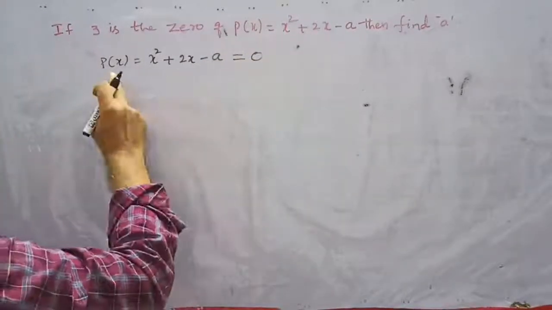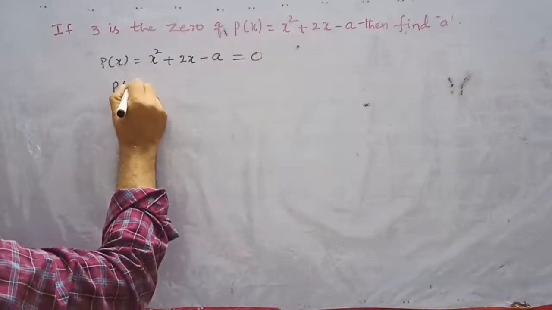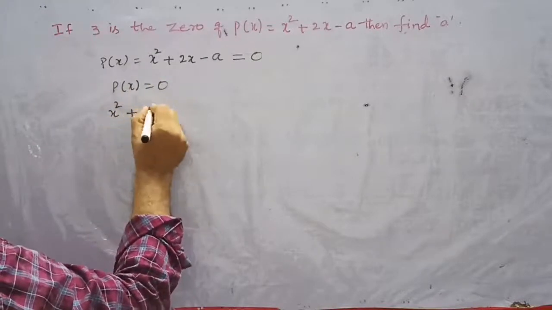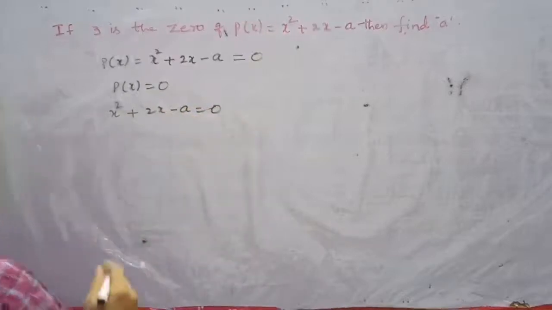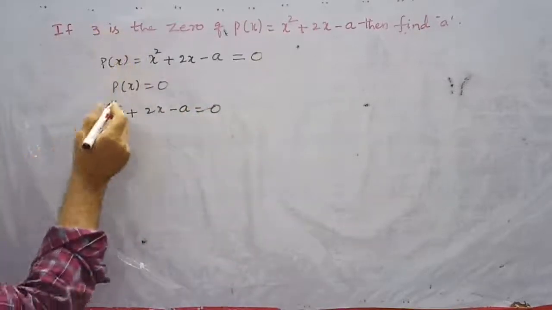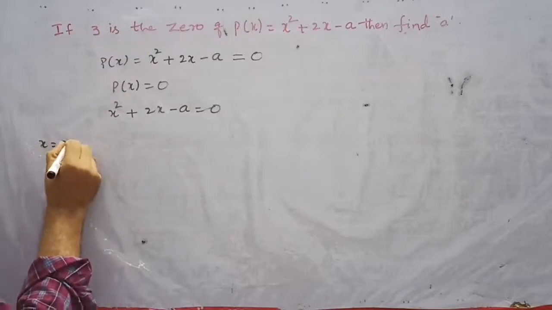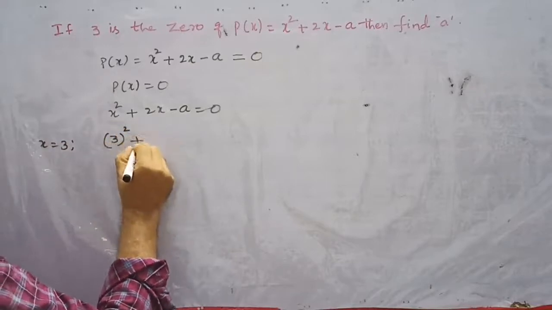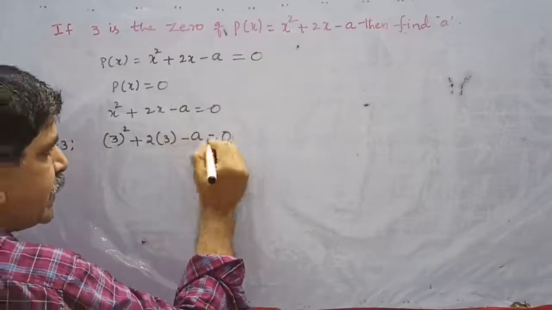So you have to equate the given polynomial to 0. That means P of x is equal to 0, and x square plus 2x minus a is equal to 0. Now 3 is the zero. Now you substitute 3 in this polynomial, so at x is equal to 3, that means 3 whole square plus 2 into 3 minus a is equal to 0.